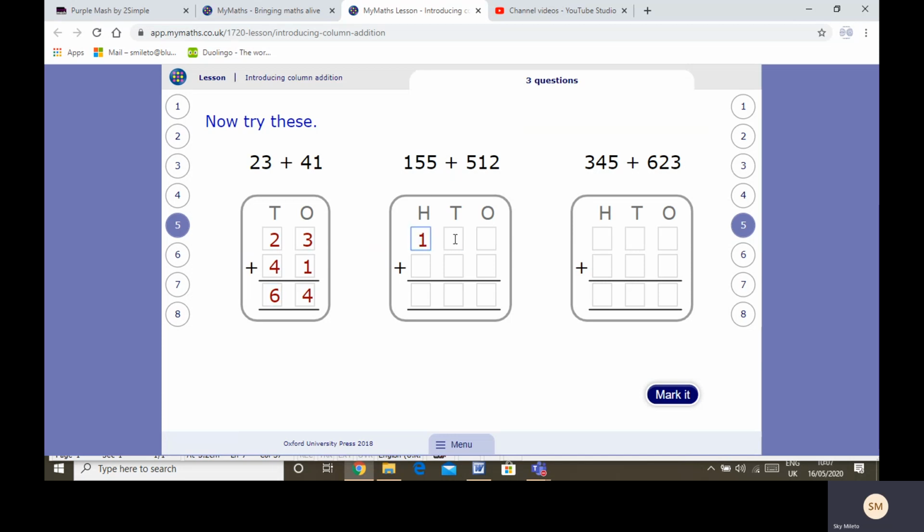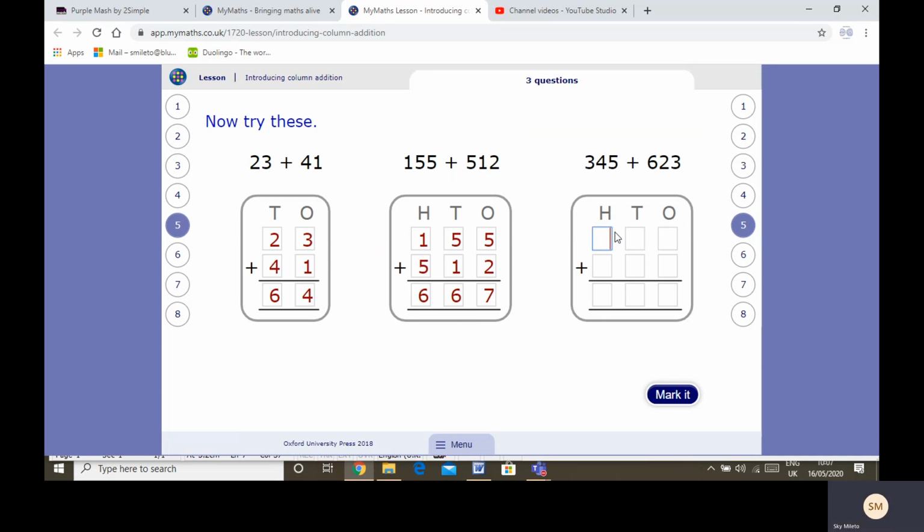This one, 155. I've got 100, I've got 5 tens, 50, and I've got 5 ones. 512. I've got 500, I've got 1 ten, and I've got 2 ones. 5 plus 2 is 7. 5 plus 1 is 6. 1 plus 5, exactly the same sum, is 6. My answer is 600s, 60, and 7. 667.